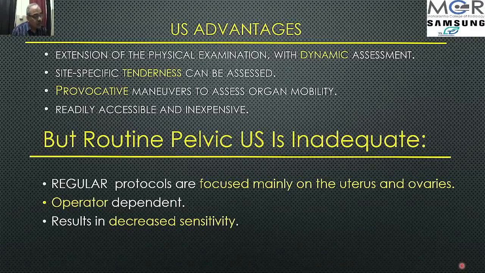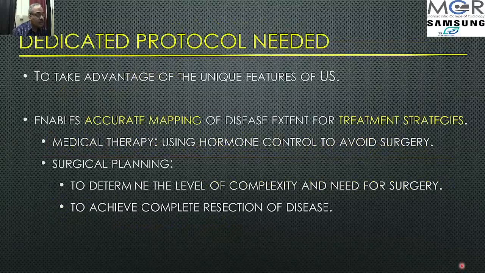But is our routine pelvic ultrasound adequate? No, because our protocols are focused on the uterus and ovaries only. At the most we see additionally whether there is free fluid or not. Sometimes we try to see whether tubes are dilated or not. Operator dependency is again a hindrance in ultrasound, and because of these two there is decreased sensitivity. So what we need is a dedicated protocol. We need to incorporate the unique features of ultrasound that can give us an accurate mapping of the disease, and plan the treatment strategies.